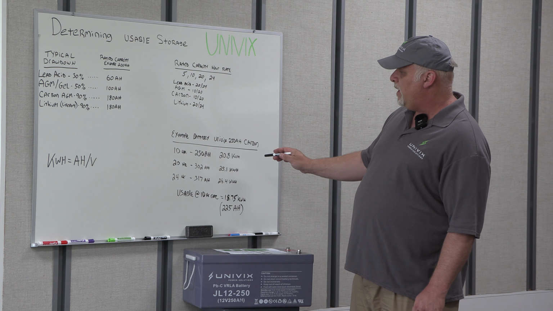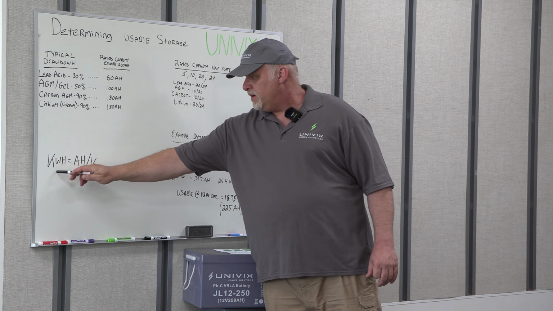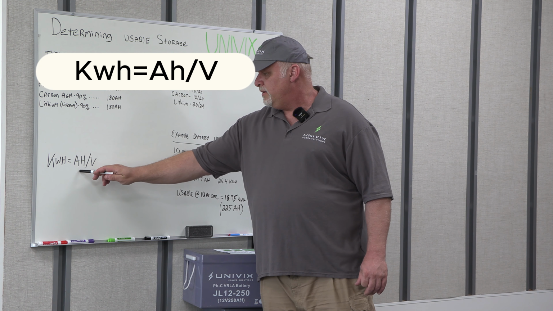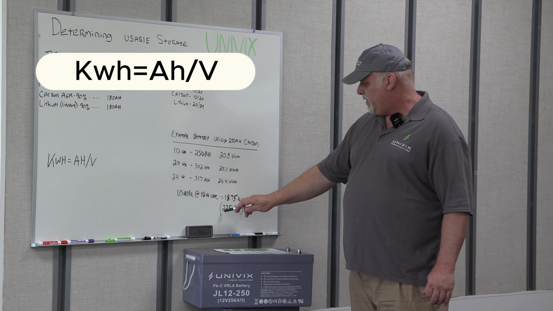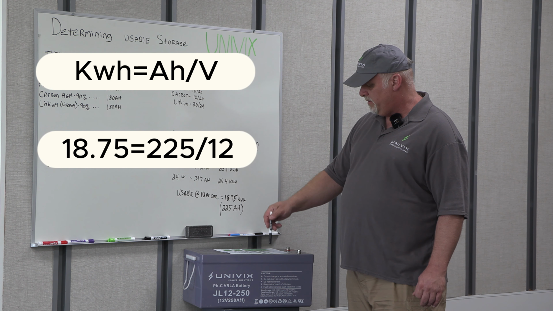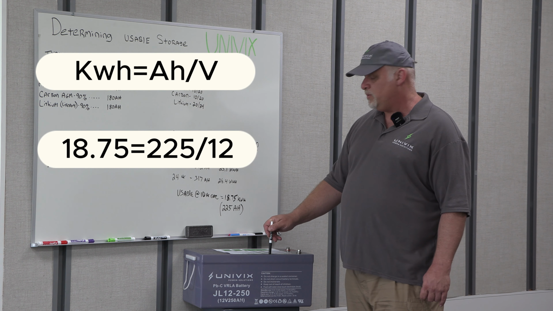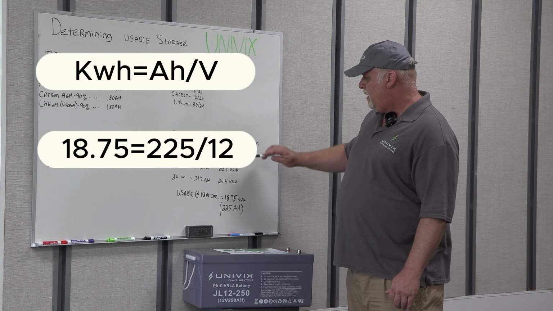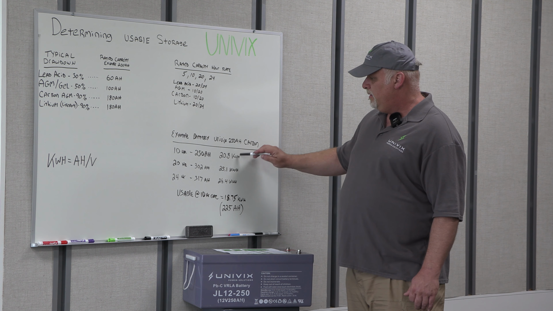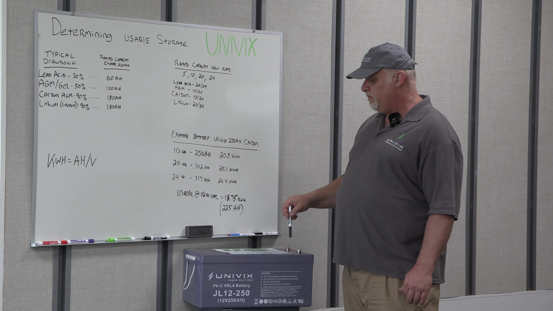To convert that to kilowatt hours, it's a very simple formula. You take kilowatt hours as ampere hours multiplied by the voltage. So to get our usable energy, if we take our 225 ampere hours, we multiply it by the nominal voltage of the battery, which is 12 volts, and we get 2.7 kilowatt hours. And I put the corresponding kilowatt hours to these various different ratings for the full rating of the battery as well.